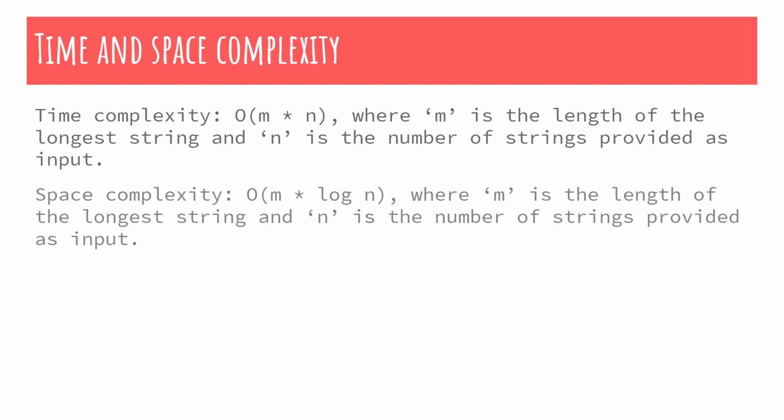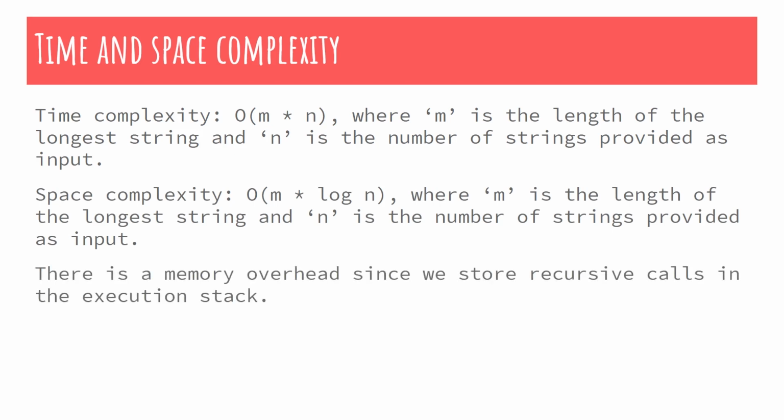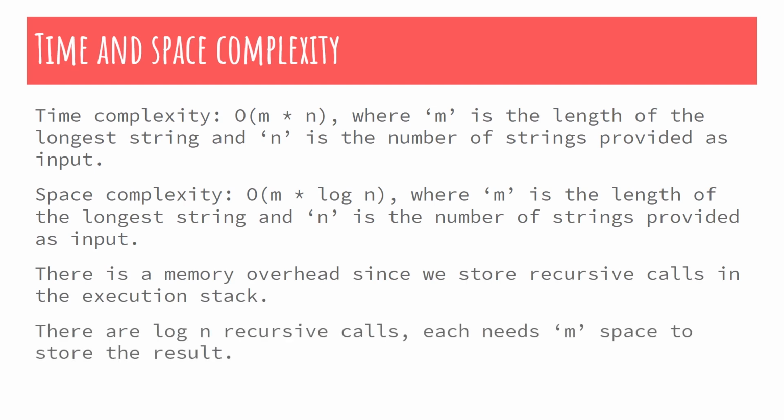Space complexity is order of m into log n. There is a memory overhead since we store recursive calls in the execution stack. There are log n recursive calls. Each needs m space to store the result. Therefore, the overall space complexity of this algorithm is order of m into log n.